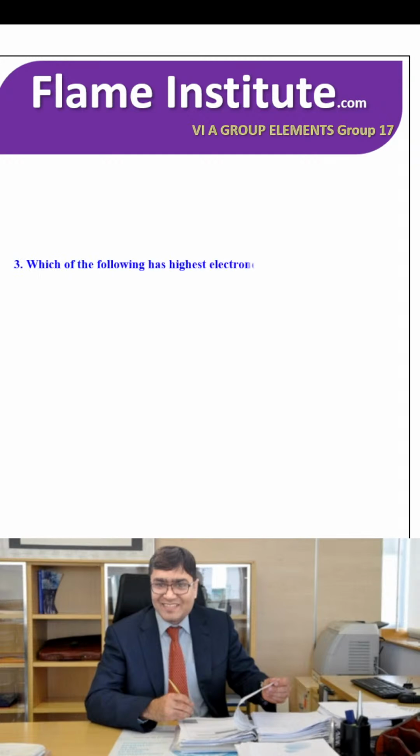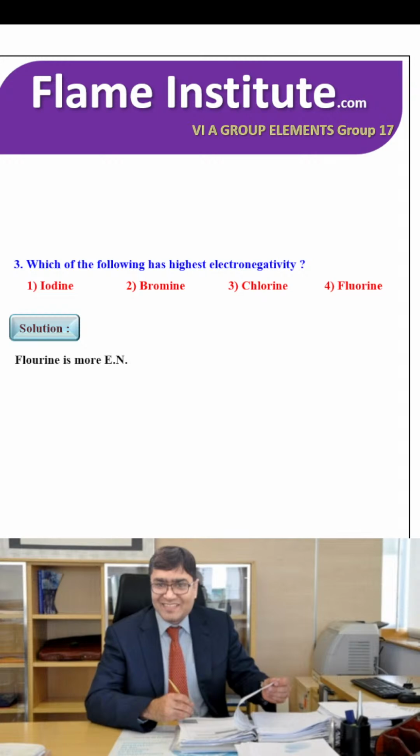Which of the following has highest electronegativity? Iodine, bromine, chlorine or fluorine? Fluorine is more electronegative, so that's why fluorine is the right option.